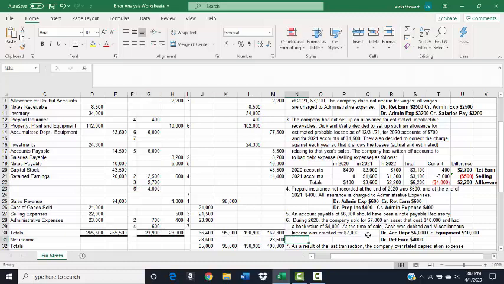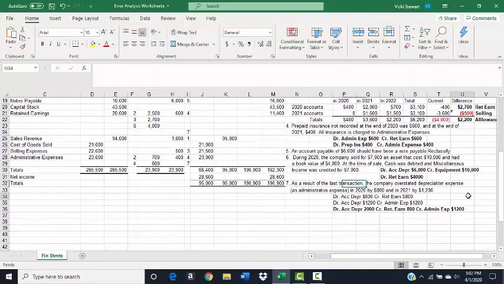Okay, now we find that this created another problem, as it often does, because the equipment did not get removed from the books. We continued to depreciate it. And so we debited depreciation expense to administrative expense, and we did that for $800 in 2020, and we did it again this year in 2021 for $1,200. So remember, when we recorded it, we would have debited administrative expense and credited accumulated depreciation.